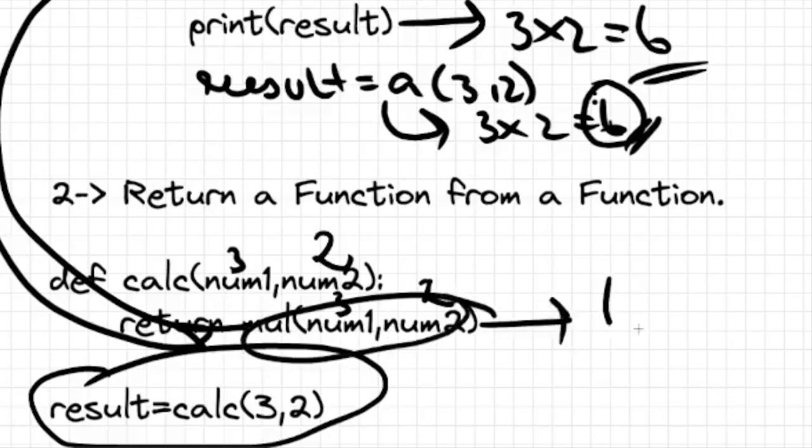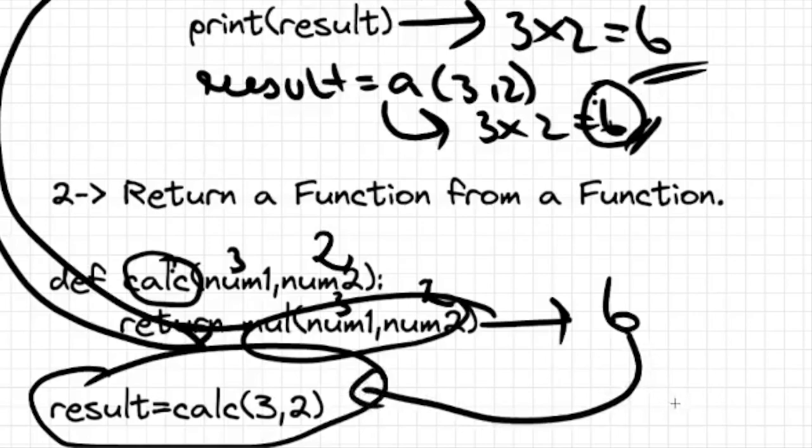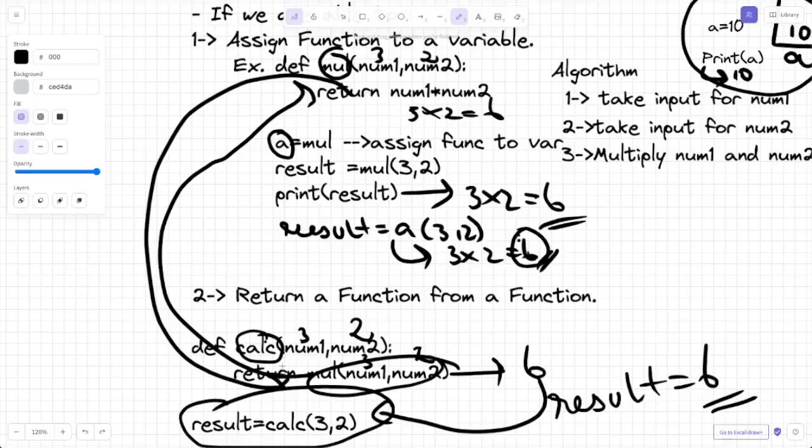This whole function call is equivalent to 6. Now the function calc returns this 6 to the place where it was called. So it is called here, and now the result has the value 6. This is how we call a function from another function, and then get the return value from the called function to the calling function. This is how we output the result to the user.